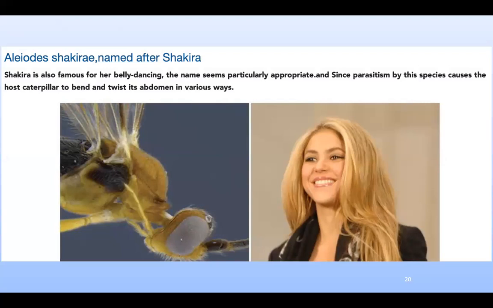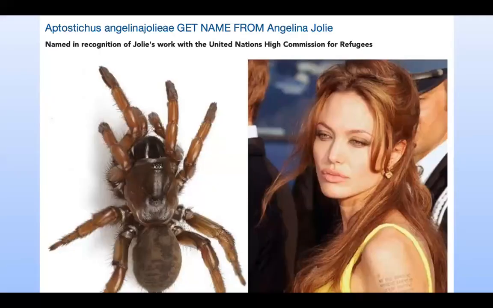Obviously, it's a parasite. Probably it lays eggs inside of the host caterpillar, and then the larvae of this organism basically eat the caterpillar from the inside out. There's quite a few insects that do that. Here is Aptostichus angelinajolieae, named for Angelina Jolie, and this is in recognition of her work with the UN High Commissioner for Refugees.